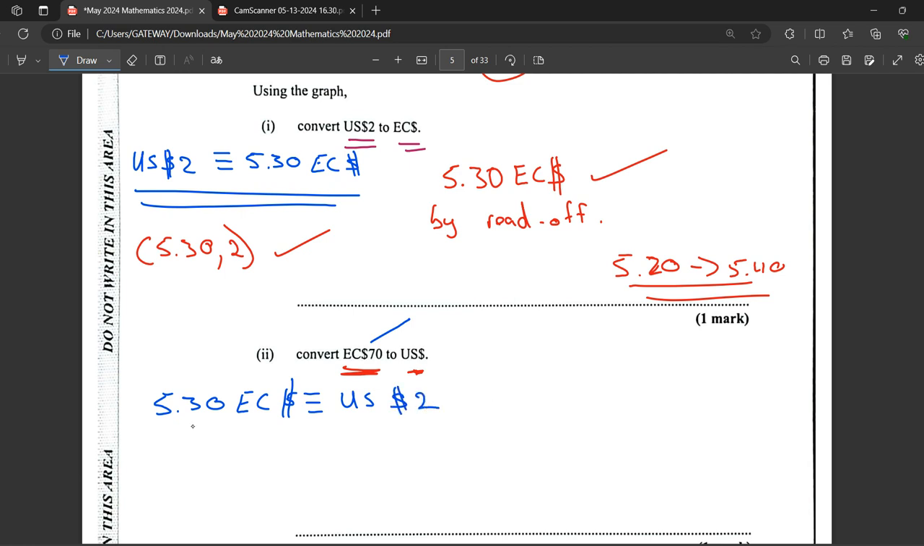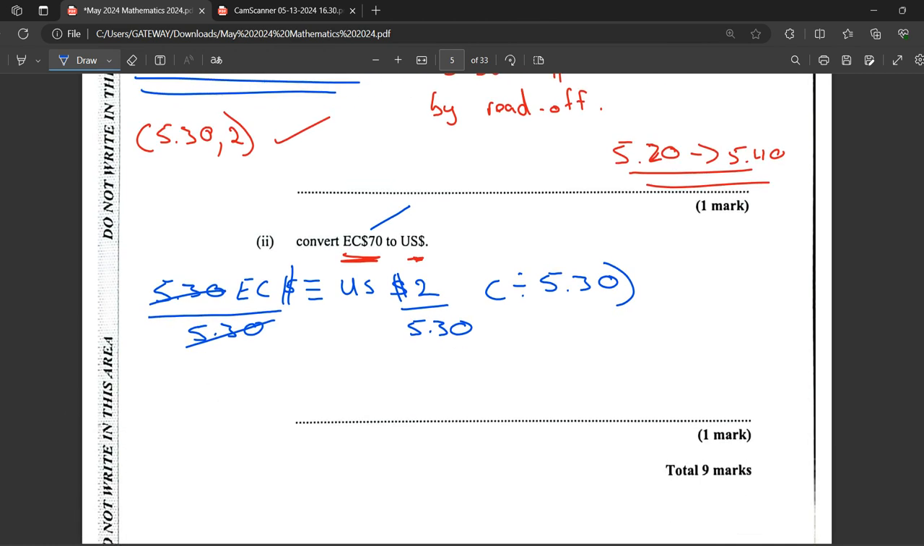2 US dollars. So if I want to find for 1 EC dollar, I just divide both sides by 5.30. Right? 5.30 divided by 5.30 cancel off. What you're going to end up with there is 1 EC dollar is equal to basically go back to US. How many dollars in US? 2 all over 5.30. But I want to find for 70 EC dollars, right?